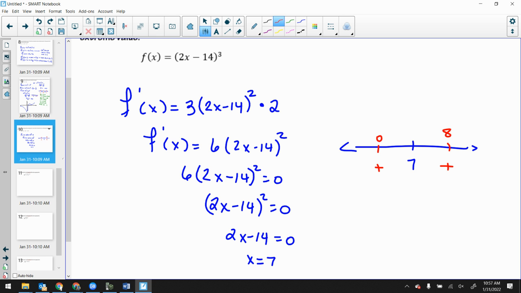So is 7 a maximum or minimum value? No. Okay, so what did we show? We showed that there was a critical point that was not a maximum or minimum value, because this function is always increasing.